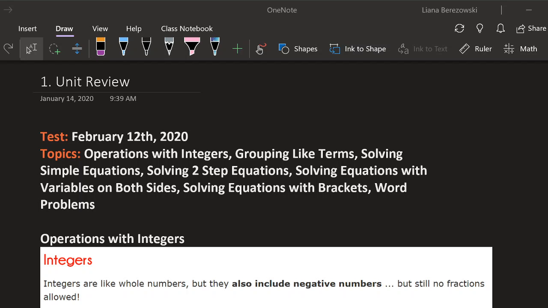So the topics will be everything that we've covered this semester so far. So operations with integers, grouping like terms, solving equations, simple equations, two-step equations, equations with variables on both sides, equations with brackets, and then also word problems.